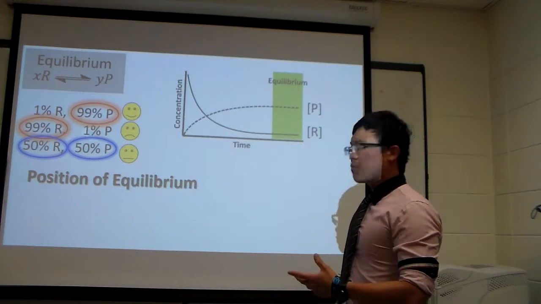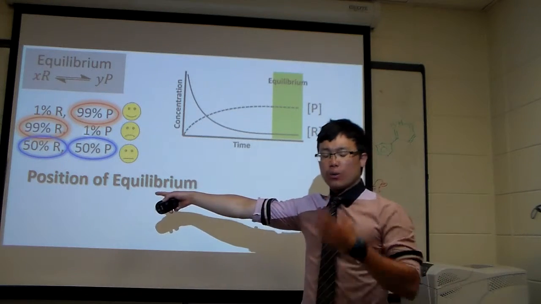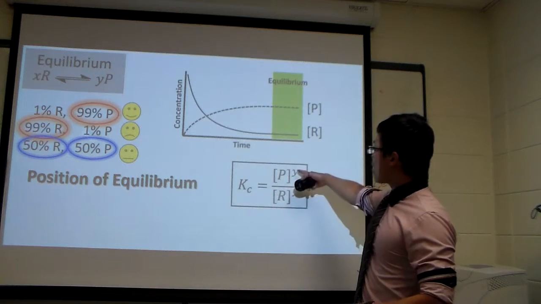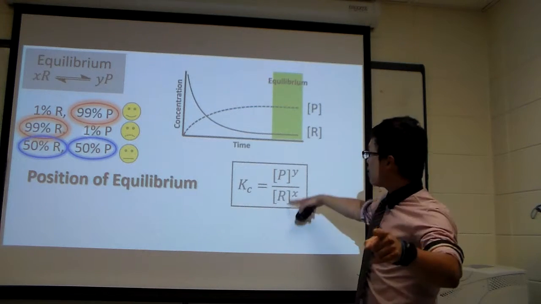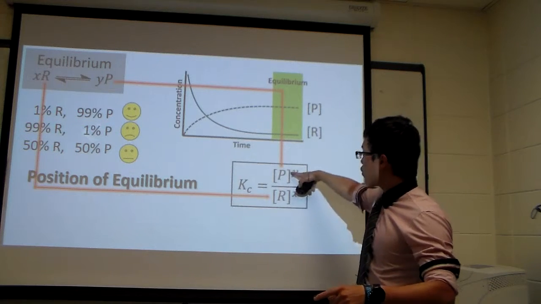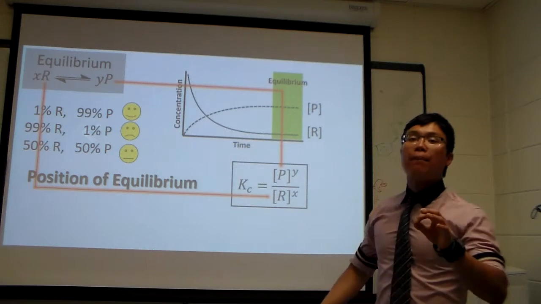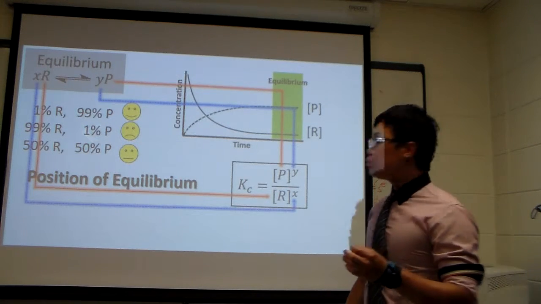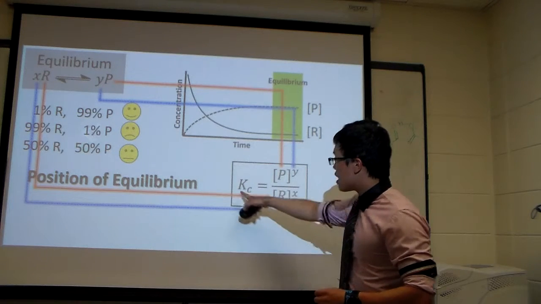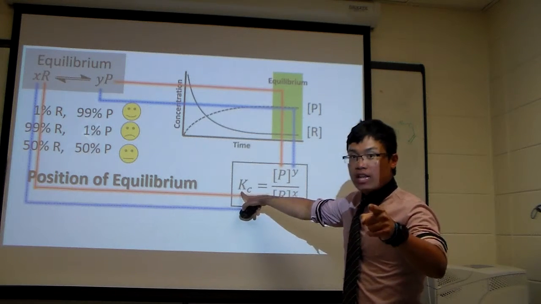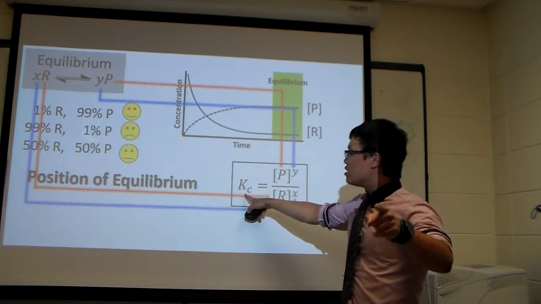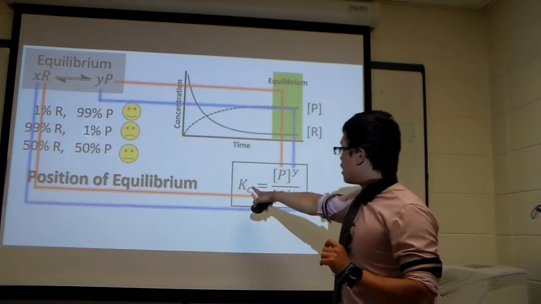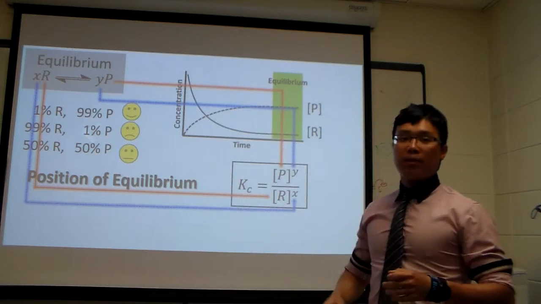So they come up with a way to determine the position of equilibrium. Here's what they do. Take a look. They take the concentration of product over reactant at equilibrium. These are concentrations at equilibrium, product over reactant, and these two concentrations are raised to the power of their coefficients. They call the value that comes out, this fraction, Kc, the equilibrium constant. C stands for concentration. They use this equilibrium constant to determine the position of equilibrium.